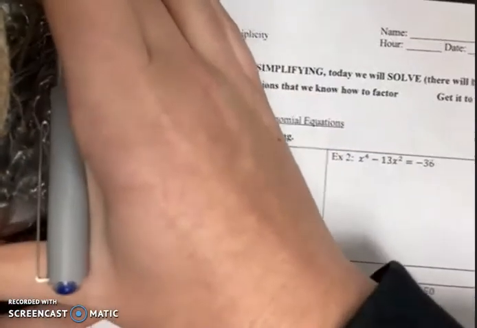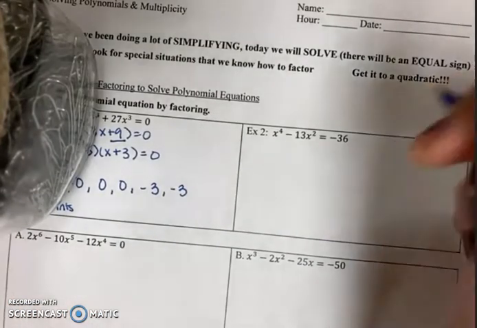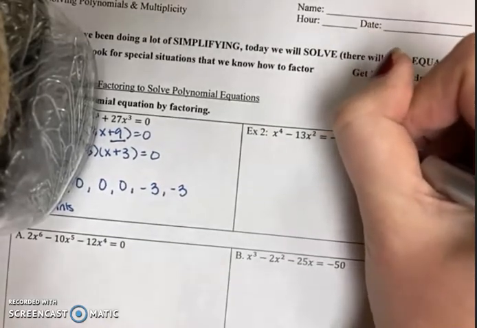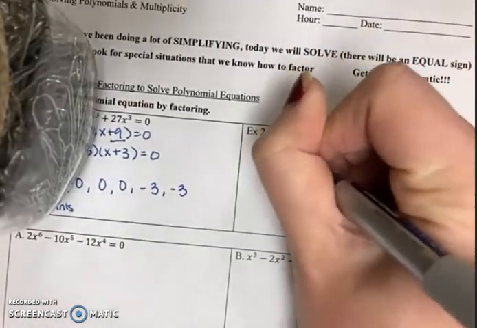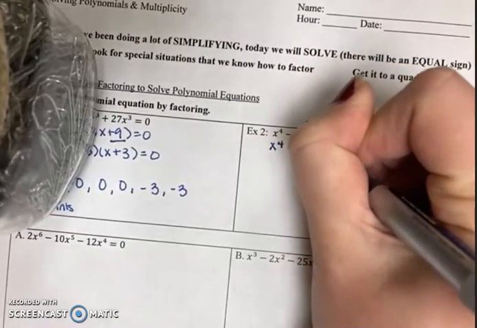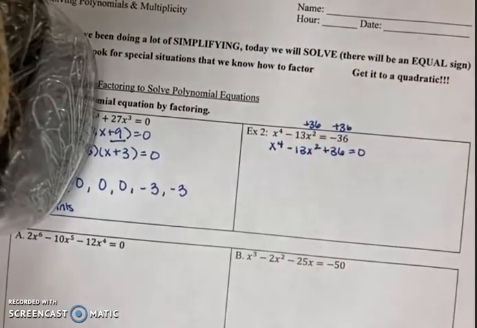Take a look at example 2. Before I can try and factor, I need to make sure that the polynomial function is set equal to 0, so we should do the opposite and add 36 to each side, giving me x to the 4th power minus 13x squared plus 36 equals 0.